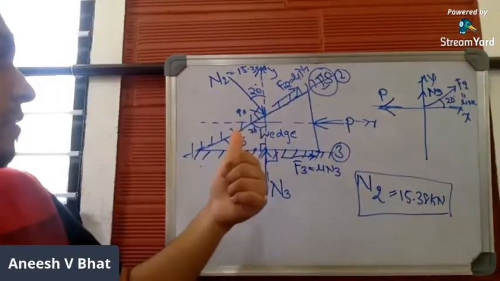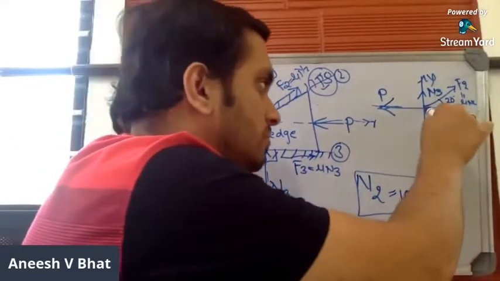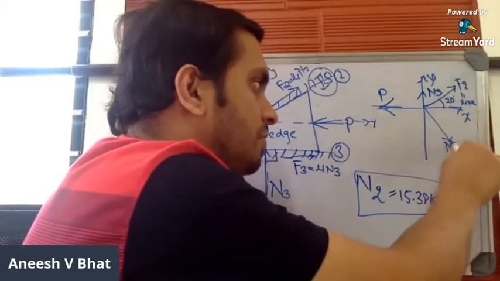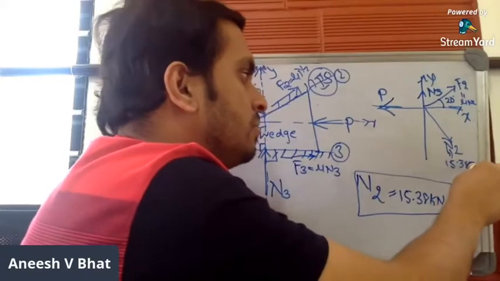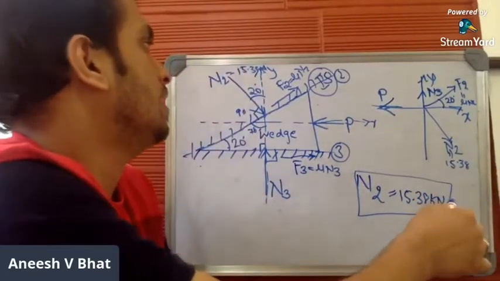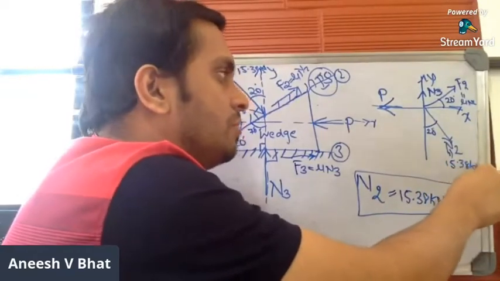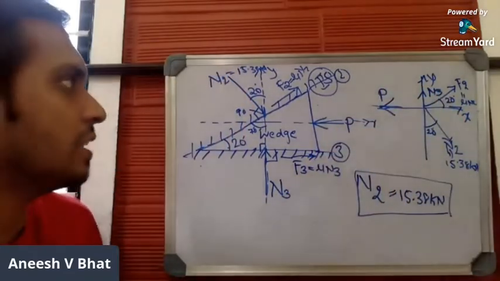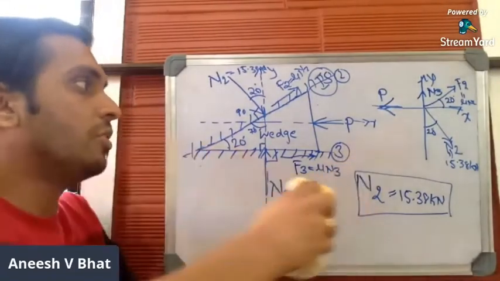Now, N2 can be drawn here in this quadrant. N2 is equal to 15.38 kilonewton, and N2 makes an angle of 20 degrees. So this is the free body diagram as far as this step is concerned.